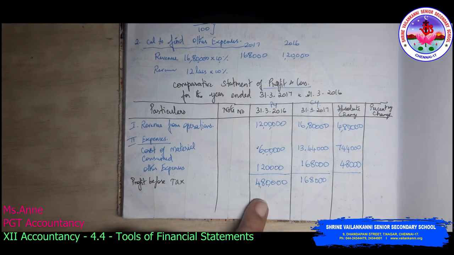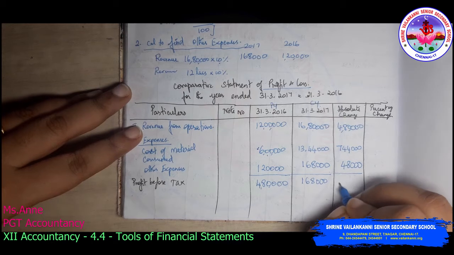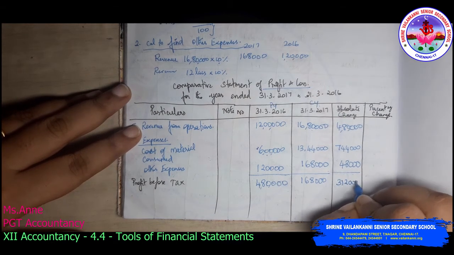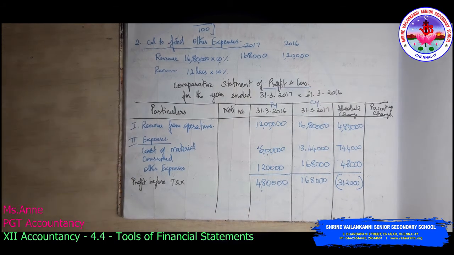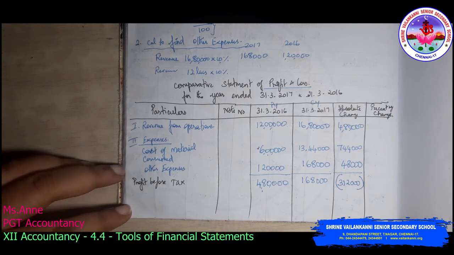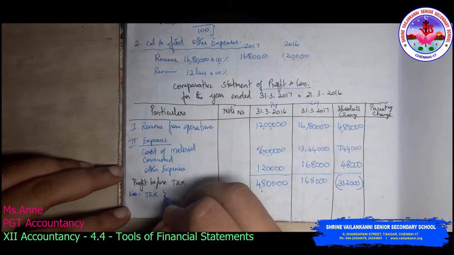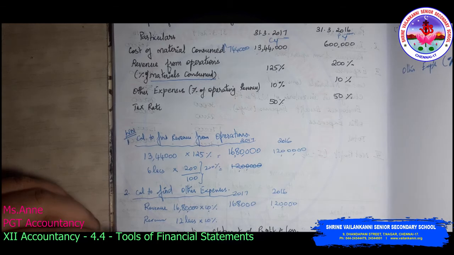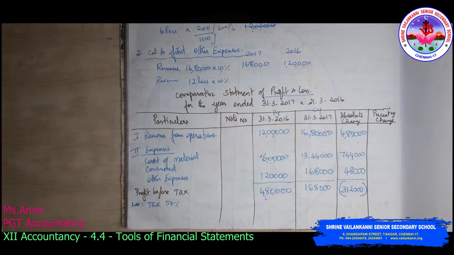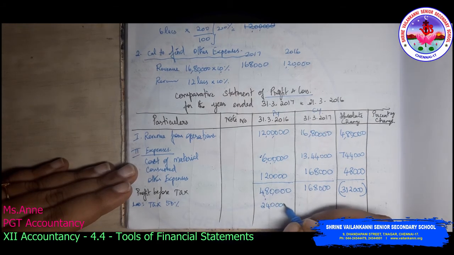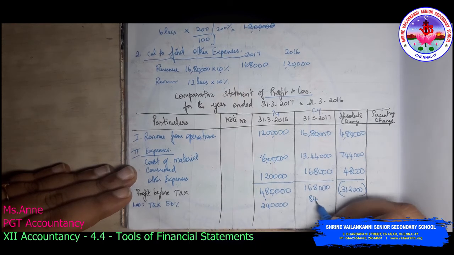So the 4,80,000 minus 1,68,000, my profit has reduced, the absolute change is 3,12,000, which is a negative figure, because previous year profit is more than the current year, so it is a negative figure. So 3,12,000 must be there, and I'm going to deduct the tax. Less tax. Tax is 50% given in the question, so you can see tax is 50%. So I'm going to take 50% off. So 4,80,000, 50% is 2,40,000, and 1,68,000 divided by 2, or 50%, must give me 84,000.